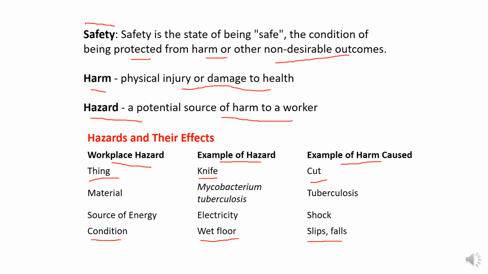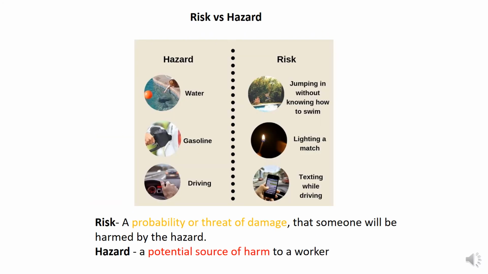Similarly, if we talk about energy, electricity is the hazard, and of course the harm it can cause is an electric shock. And if there are biological materials, such as biological pathogens, for example the Mycobacterium tuberculosis bacterium, it can cause tuberculosis. And similarly COVID-19 can cause disease. So these examples can give you a better idea about hazards as well as harms.